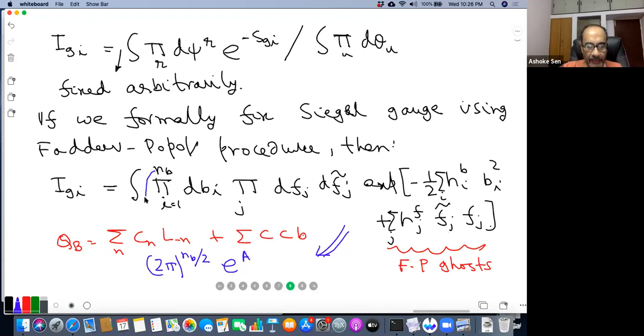Nb here is the number of bosonic modes in the Siegel gauge.